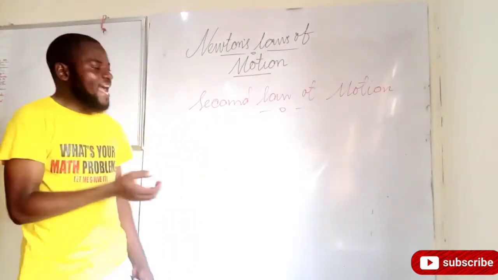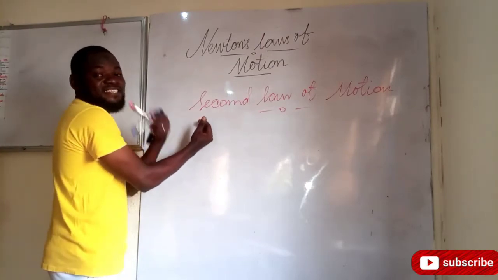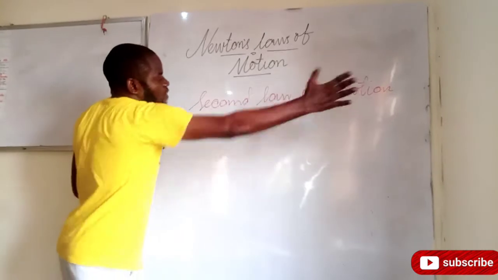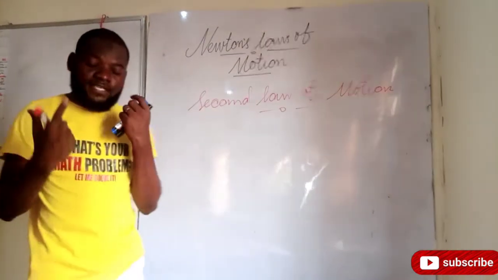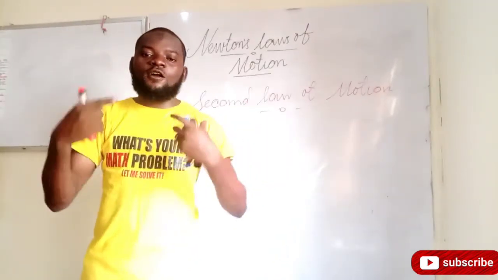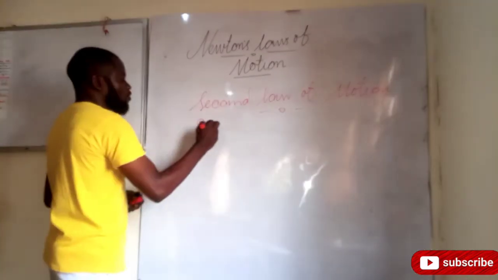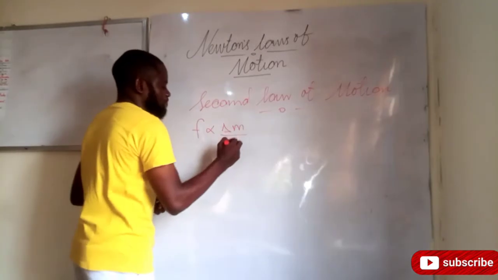That is, if I have a body standing here now, this body is set to accelerate in the direction of the applied force. So if I apply the force like this, the body is set to accelerate in this direction. Hence, let me state it like we usually state it in secondary school. The second law of motion states that the applied force is directly proportional to the rate of change of momentum.